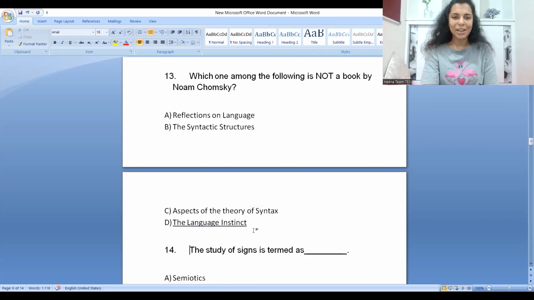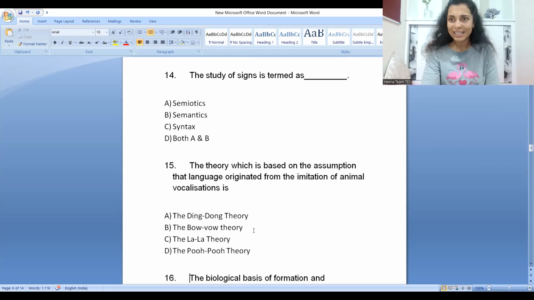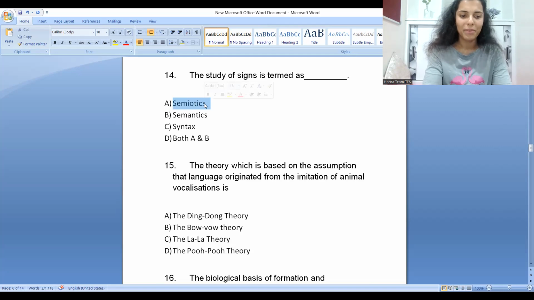Okay? Let's go, question number 14. The study of science is termed as, this is easy, easiest question till now. The study of science is termed as, come on, it is option A, semiotics. Okay? Semiotics we underline.